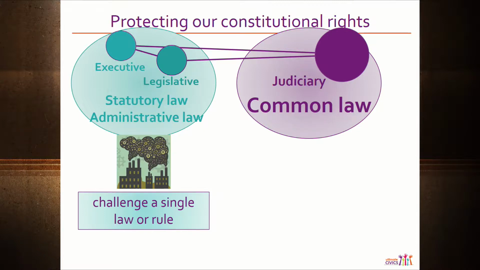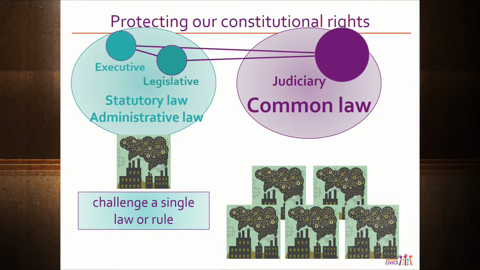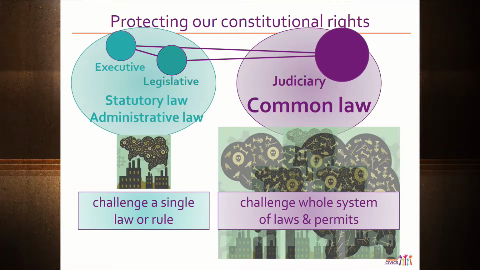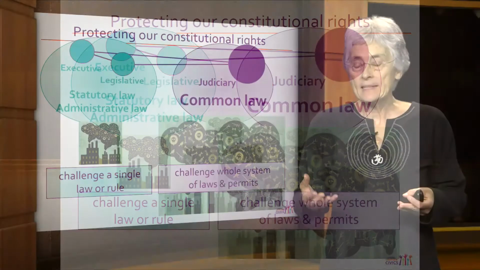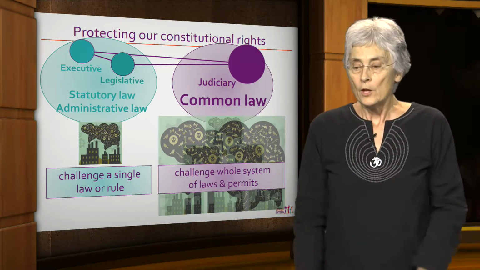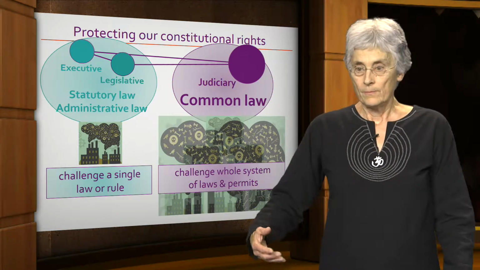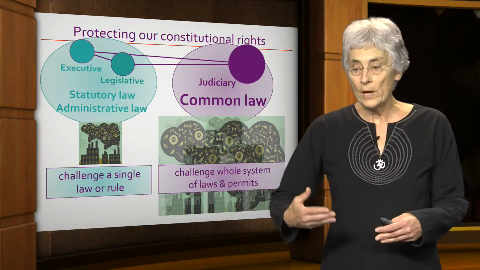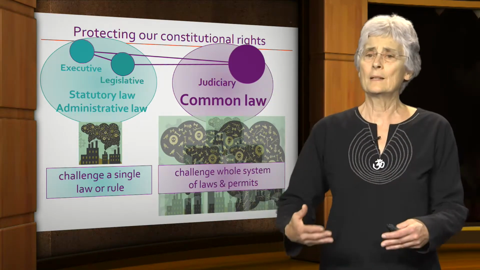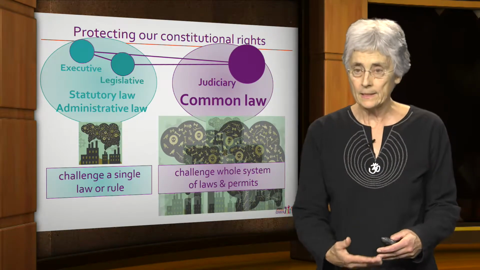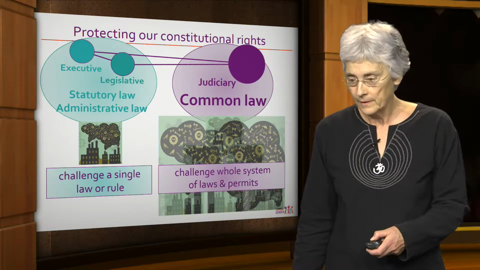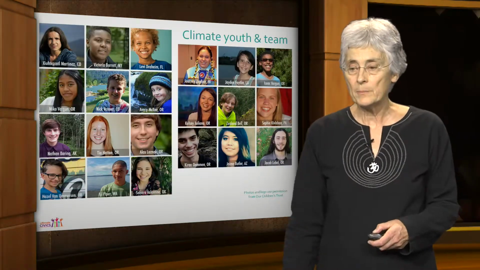Under the judiciary, we have common law. And common law allows people to bring cases when one single law isn't enough, when all the polluters and pollution is adding up, and it's a system problem. So common law challenges through the judiciary allow people to register a complaint that the whole system of laws and permits, in this case, need to be changed to ratchet down the greenhouse gas emissions.